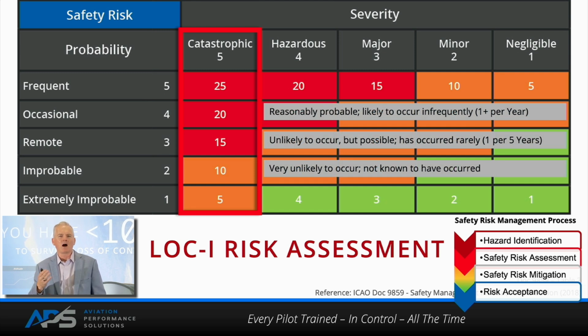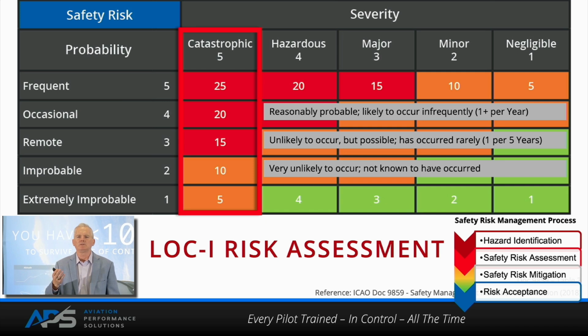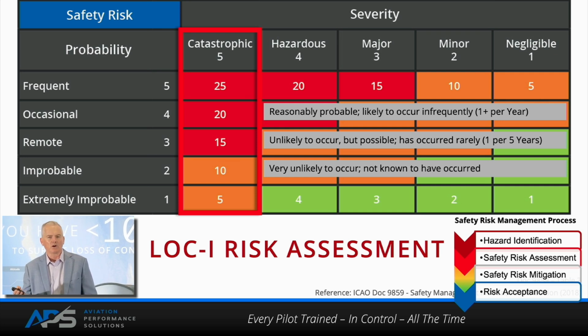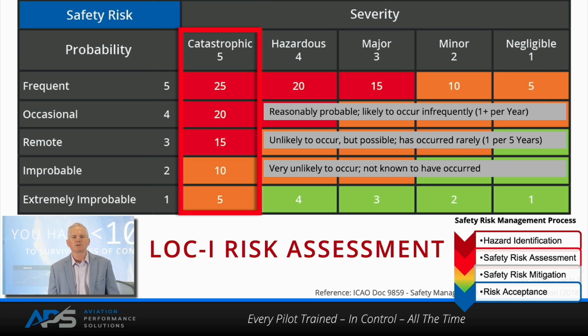So in probable, the second one from the bottom, is defined by ICAO as very unlikely to occur, not known to have occurred. Well, we know that's not true about loss of control in flight, because not only does it occur, it occurs more than anything else and is responsible for 50% of all the fatalities in most parts of aviation. So let's go up to remote.